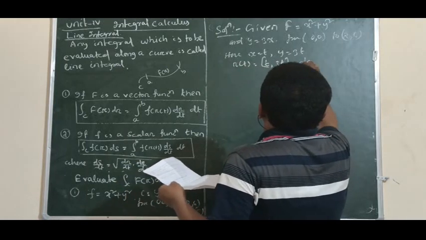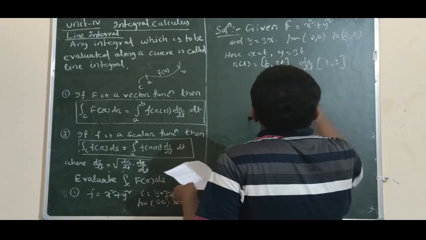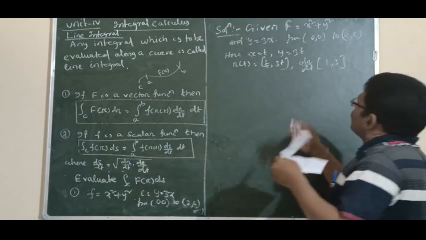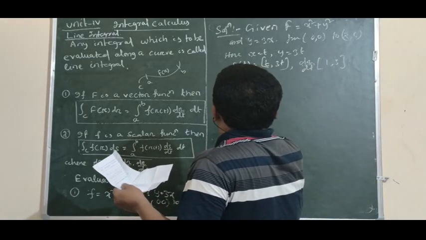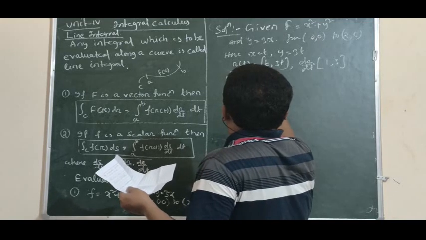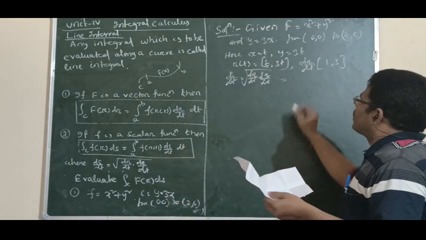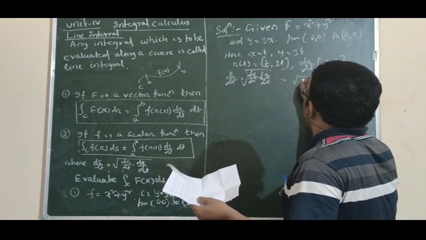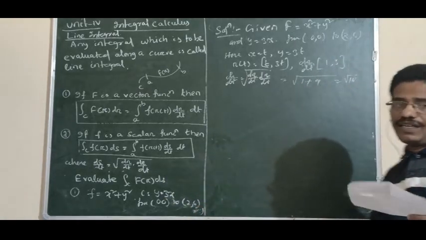What is your dr by dt? dr by dt equal to (1, 3). So how to calculate ds by dt? ds by dt equal to the square root of dr by dt dot dr by dt. Here we will get ds by dt as the square root of 1 plus 9, which is root 10.